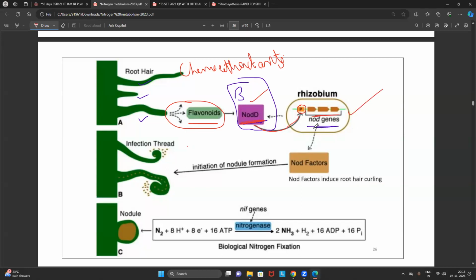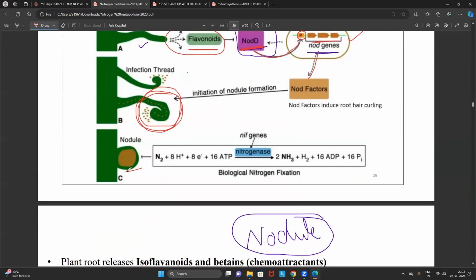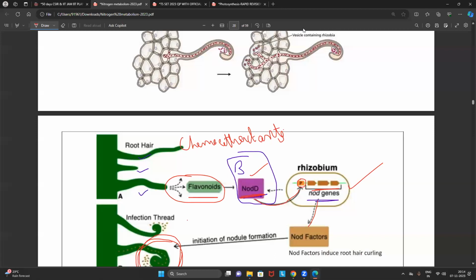Now you only look into that. Now those NOD factors will initiate the root nodule formation. Now you can see that. Now I will explain to you step by step how exactly the root nodule got formed. So these 15 minutes are very crucial. Pay attention.